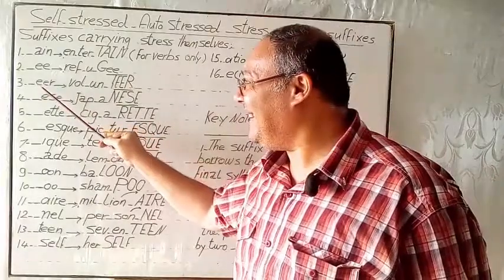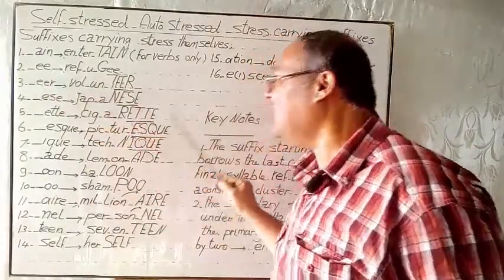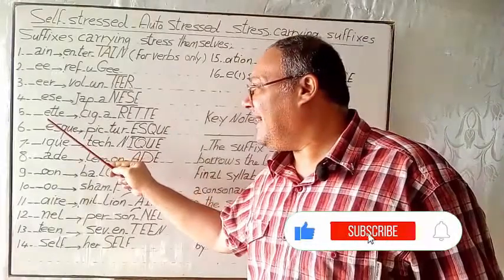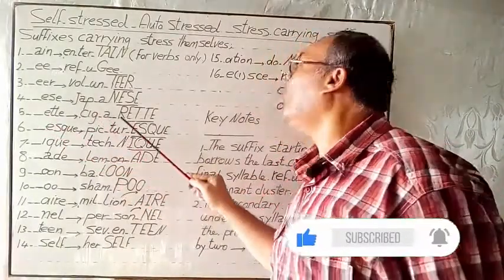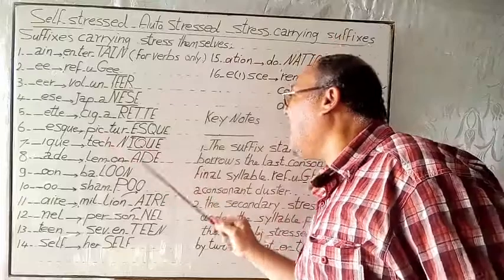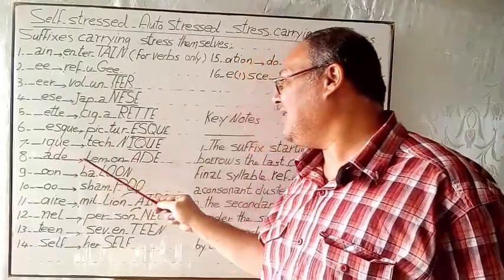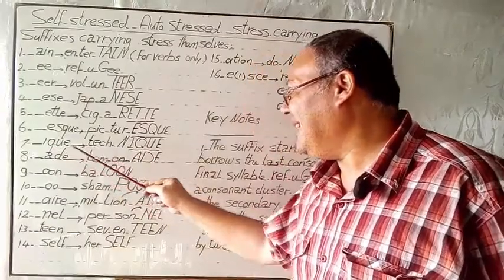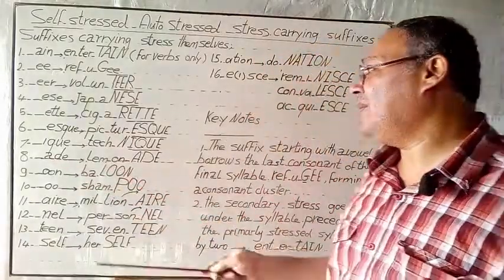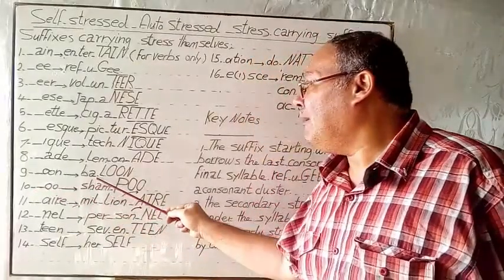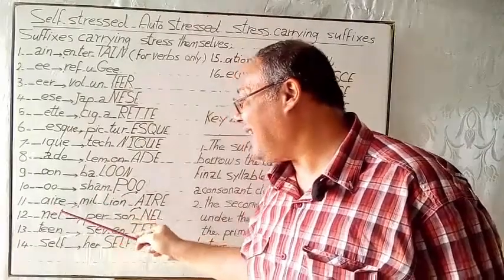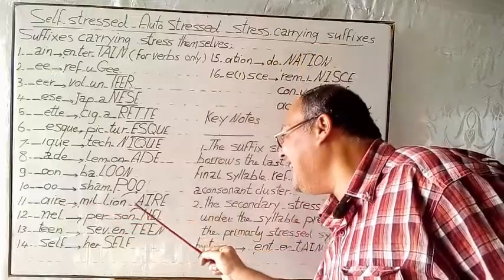Refugee, volunteer, Japanese, ETTE, cigarette, ESQUE, picturesque, IQUE, eek, technique, ADE, lemonade, OON, balloon, OO, shampoo, AIRE, million, look here.